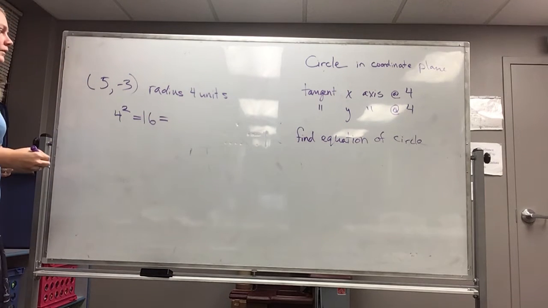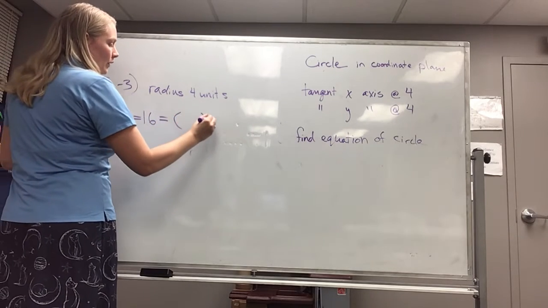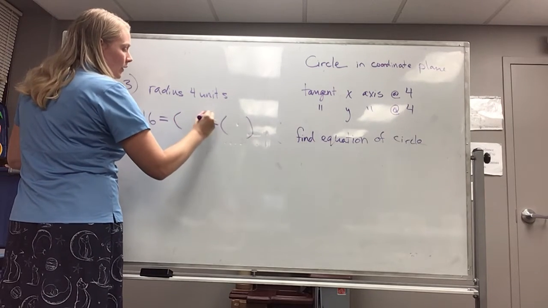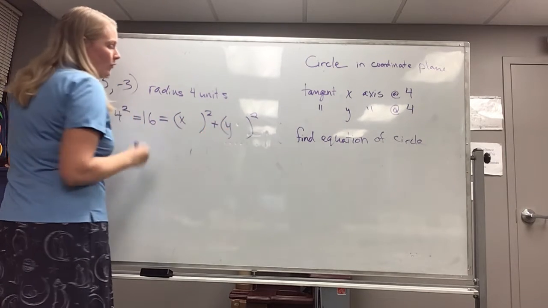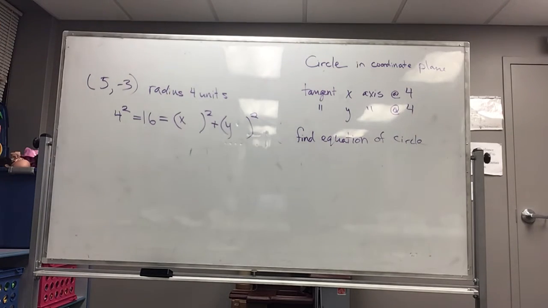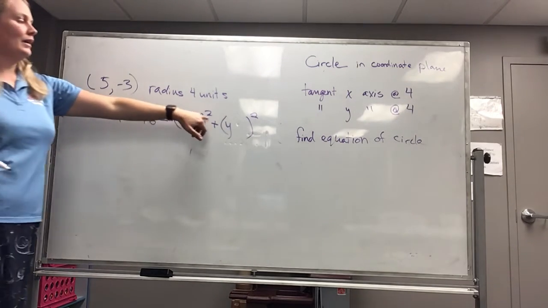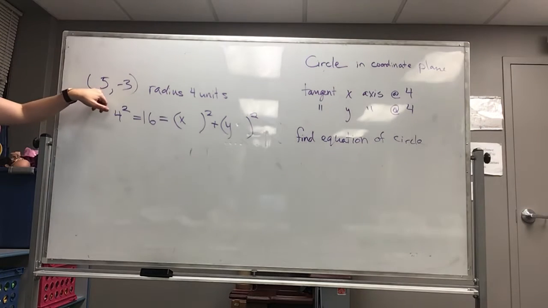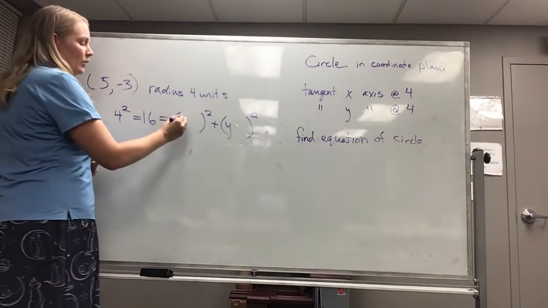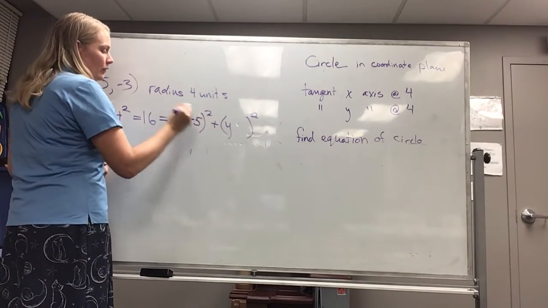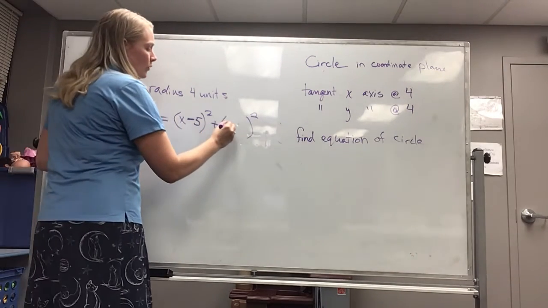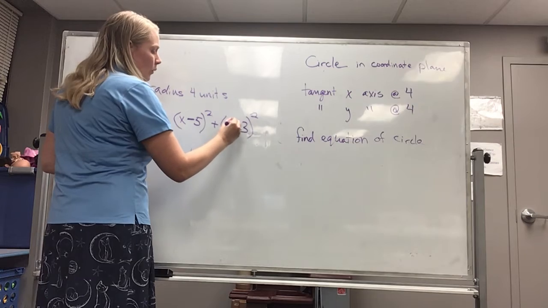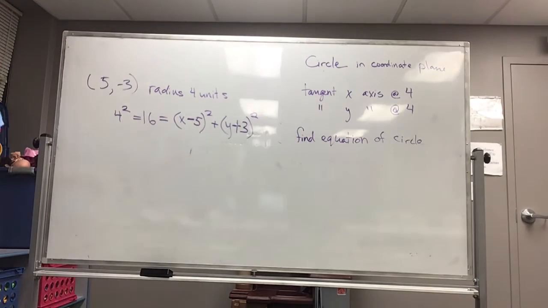For a circle, give yourself the structure first. We're going to have x, we're going to have y, plus or minus some number, and then finally squared. So for x, the center is the x-coordinate of 5, and so we need x minus 5. For y, our center coordinate is negative 3. You can write it as minus negative 3, or you can change it to plus 3.